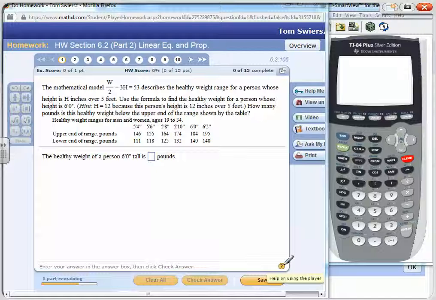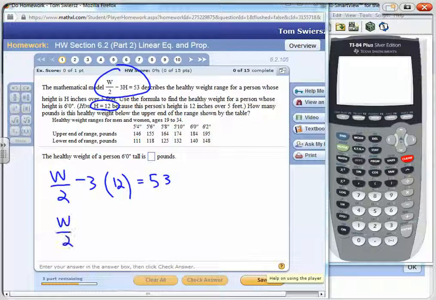How many pounds is this healthy weight below the upper end of the range shown by the table? So again, we're going to put in h is 12 because a height of 6 feet is 12 inches higher than 5 feet. So W over 2 minus 3 times 12 equals 53. Now W over 2, we're going to multiply 3 times 12 is 36, equals 53.